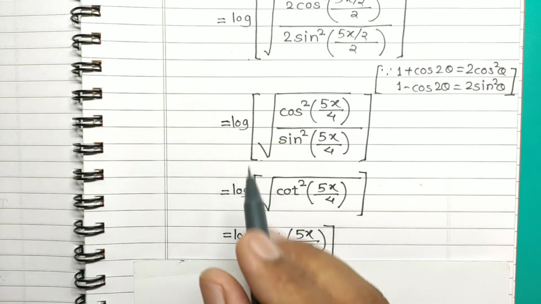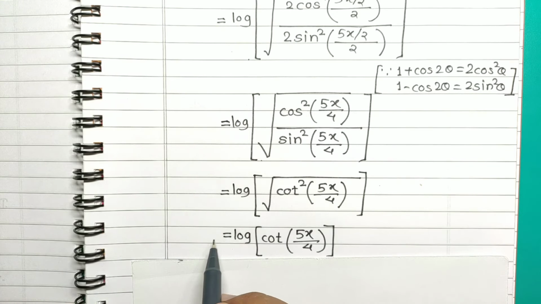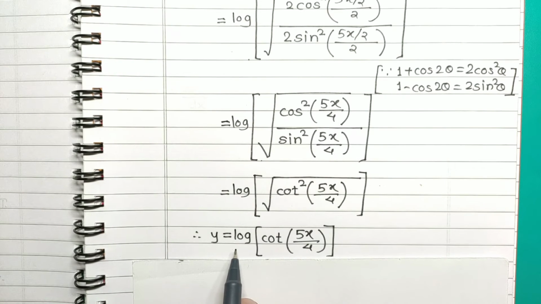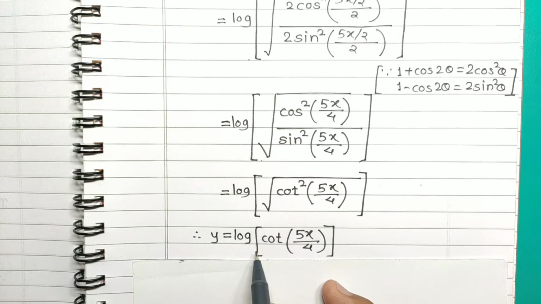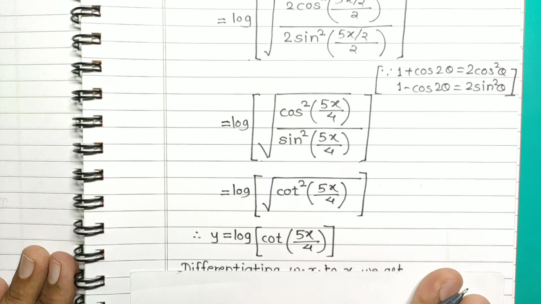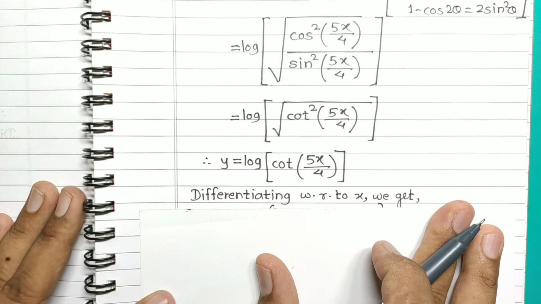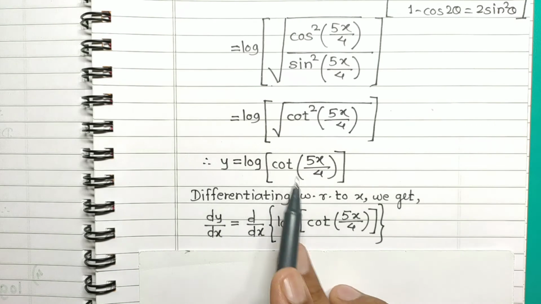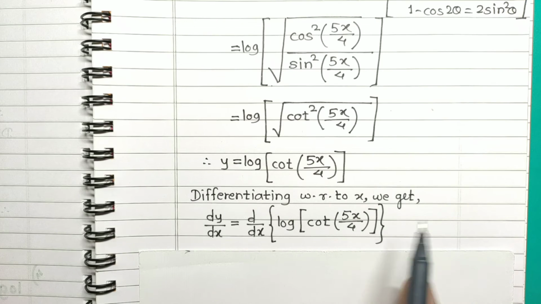Here, in this way, we have simplified the given function y to get this simplified function. Now, at this step, we can differentiate this y using chain rule. This is composition and this is composite function, and we can use chain rule to find out derivative of this log of something term. So let's differentiate at this step. Differentiating with respect to x, we get dy by dx is equal to d by dx of this log of cot of 5x by 4.